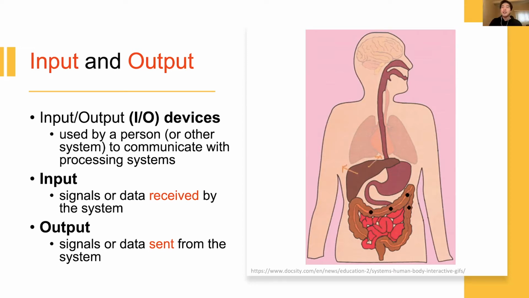And output, just like input, is signals and data sent from the system. It doesn't have to be signal or data. It can be an object. It can be multiple objects, but it can also be a combination of multiple things, right?